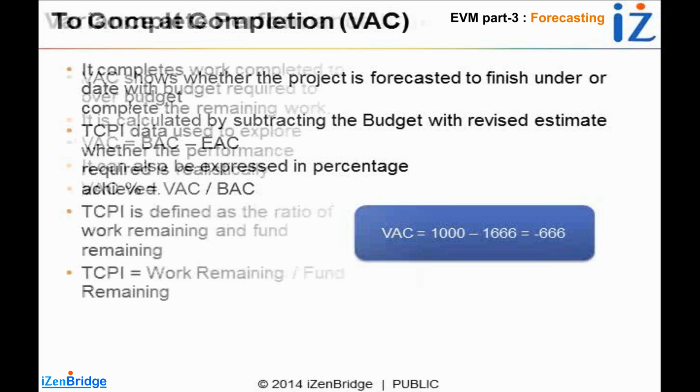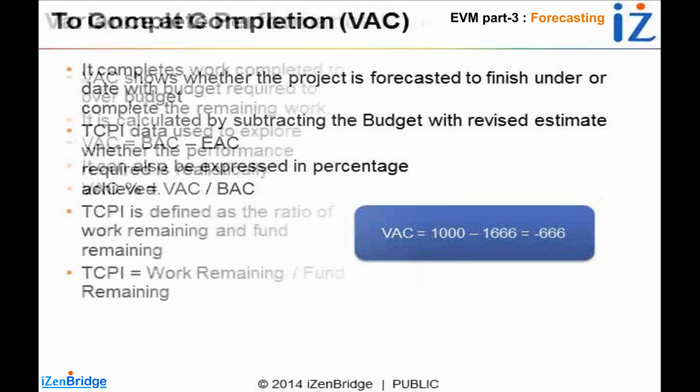The final one, and yes, we were talking about it being a 2-hour long marathon, so it's about to complete. The final one is the to-complete performance index. It's an index which talks about work remaining divided by funds remaining. It gives an indicator of what cost performance we should achieve in the remaining project duration. Sometimes it also helps us in projecting.